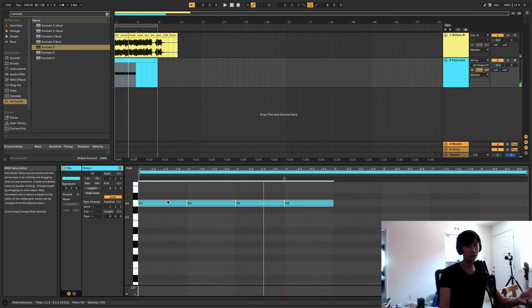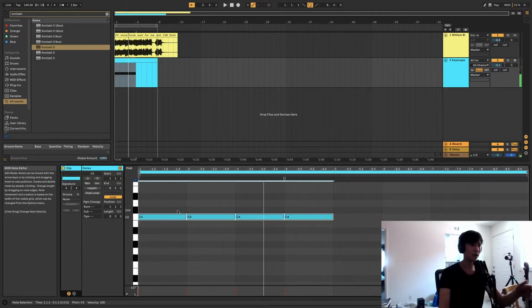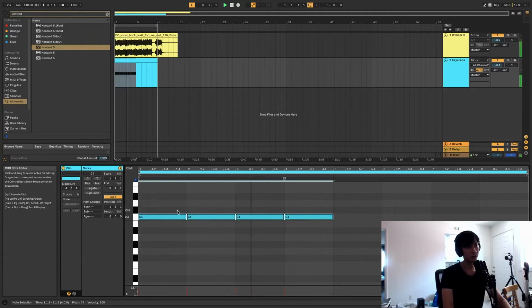That works, but it doesn't really feel at home just yet. Let's try this. A little too much tension, and it does sound a little bit off.